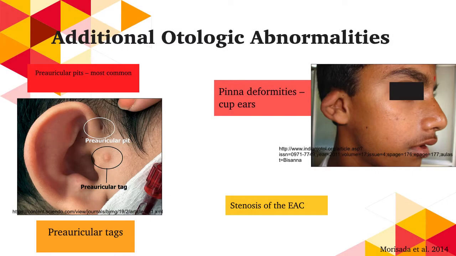So to throw some pictures in to not bore you all more, we have the otologic abnormalities. Like I said, the preauricular pits, which are most common, and the skin tags. Then we have pinna deformities, so cup ears. The ears can also, toward the top of the pinna, be rotated or tilted a little bit more forward, so not fully a cup ear, but those two have been seen in patients, as well as stenosis of the ear canal.